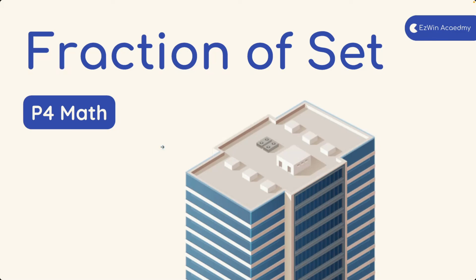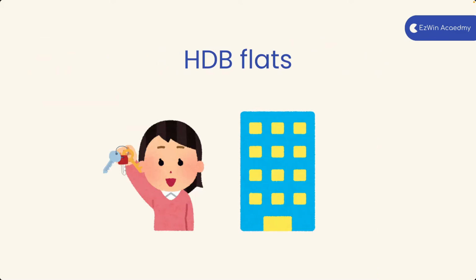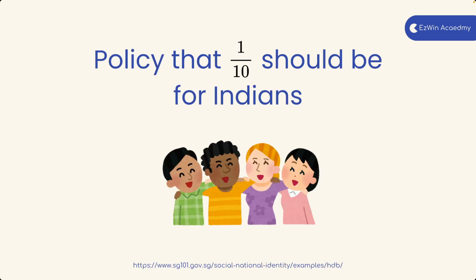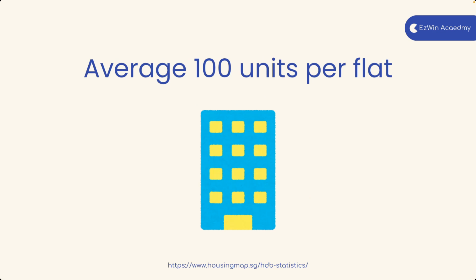In this video, you're going to learn fraction of set. But before we get started, imagine you just received your keys for your HDB flat. A cool fact is that inside HDB policy, 1/10, or 1 out of 10, of the units should be for Indian race or Indian people. So an average HDB flat has 100 units.